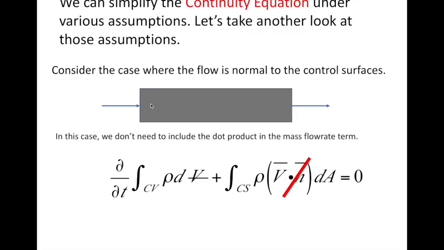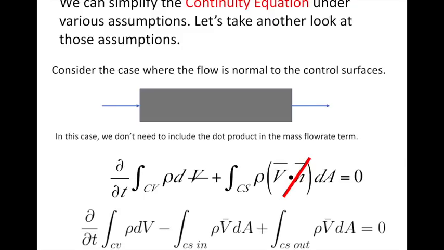We do, however, need to keep track of what flow is coming in and what flow is going out, because the dot product was also providing that service for us, because recall we had our normal vector pointed outwards. So flow that was coming in had a negative sign on it, flow that was going out had a positive sign on it. So if we take that all into account, we end up with an equation that looks like this. It looks a little bit more complicated because we have added an extra term now, because we're keeping track of what's coming in and what's going out.